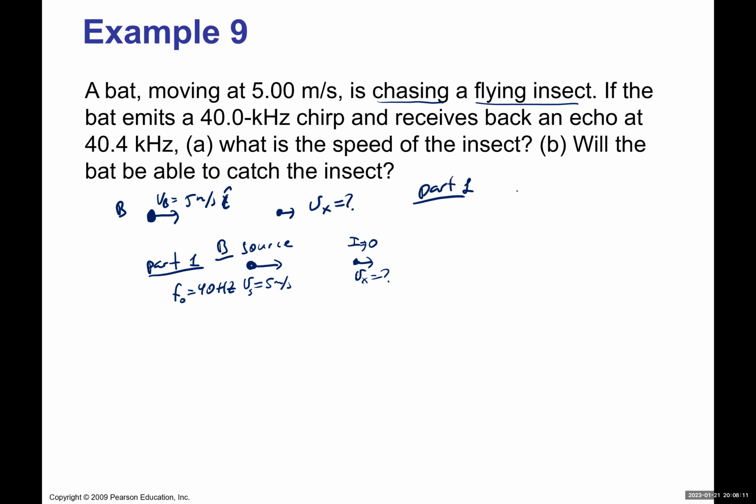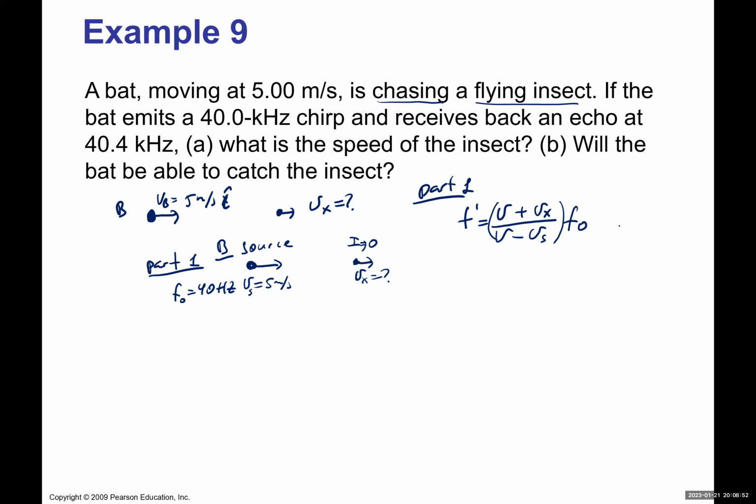Now I can write down the equation for part one. F prime is equal to, since both are moving, I can just write down the general equation: V plus V observer, in this case Vx, over V minus V source, and then times the original frequency. So this is for part one.